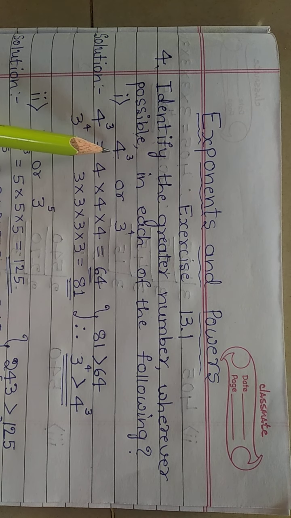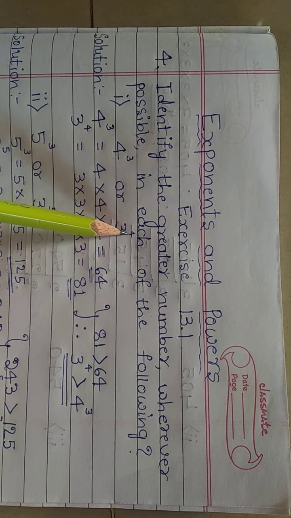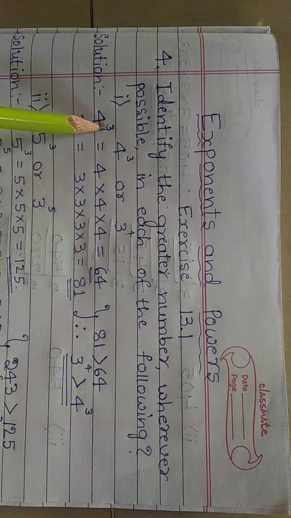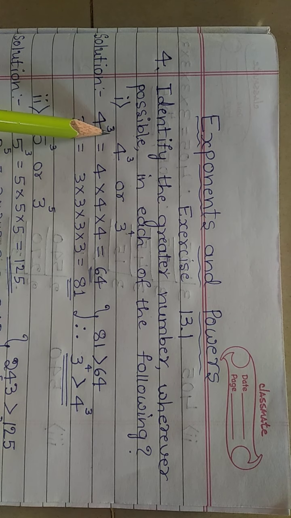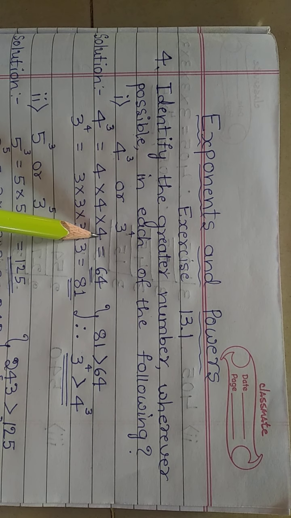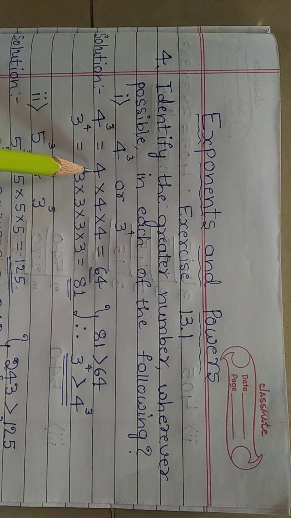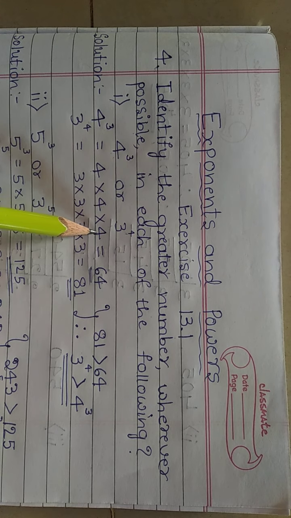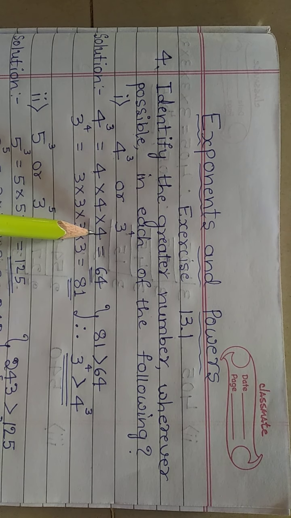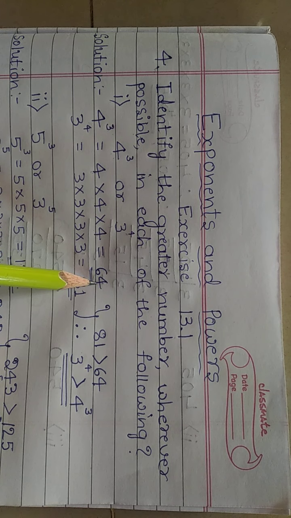First we have to find the value of 4 cube and 3 raised to the power of 4. 4 cube. If the exponent is 3, we call it 4 cube. 4 cube is equal to 4 into 4 into 4. What is the meaning of 4 cube? 4 is multiplied by itself 3 times. 4 4s are 16. 16 4s are 64. So 4 cube value is 64.